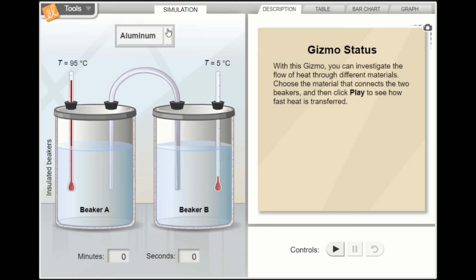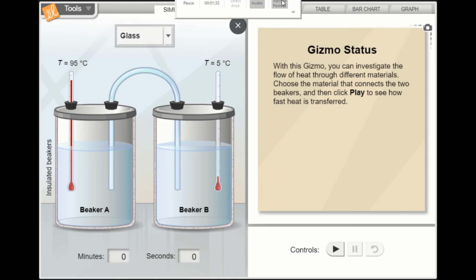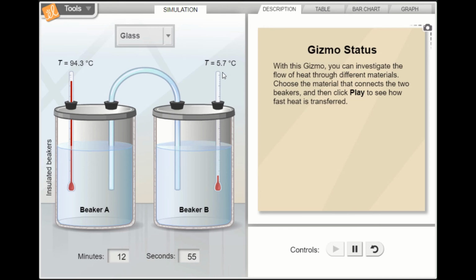What about glass? Okay, what about glass? Is it a bad conductor of heat or a good conductor of heat? Let's see. Is heat energy moving from beaker A to beaker B? Is the temperature changing? No. So heat energy is moving very, very, very slowly through glass. This means that glass is a bad conductor of heat.